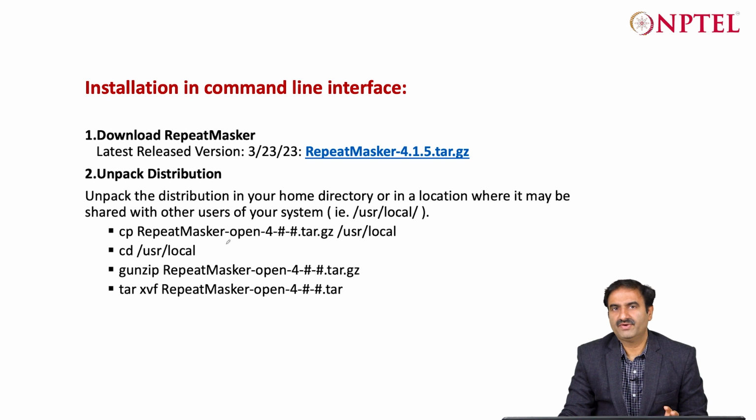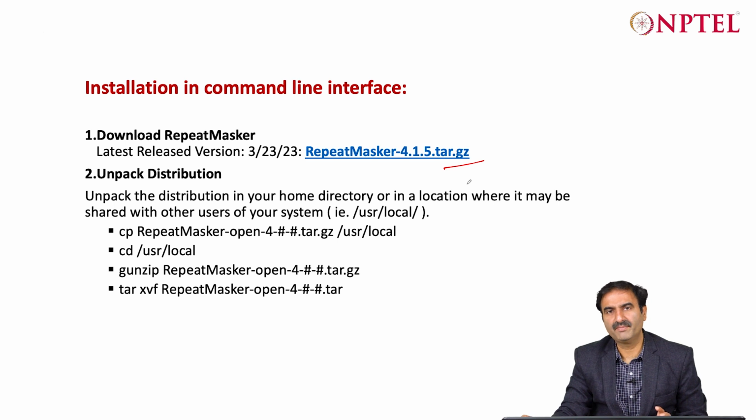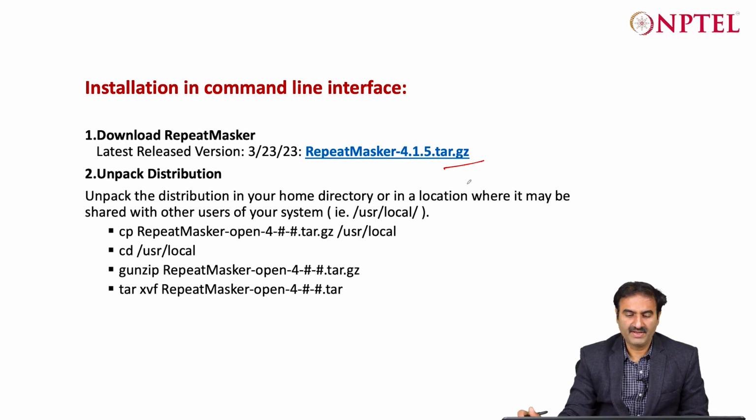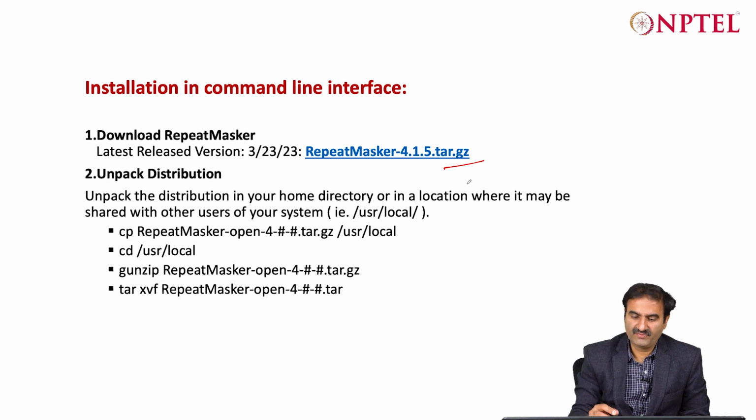If you want to do this locally, then you have to download RepeatMasker. For example, the latest version is 4.1.5. You should download a tar.gz file, which is a tar and zipped compressed format, and take it to the folder where you want to install it, like user local.